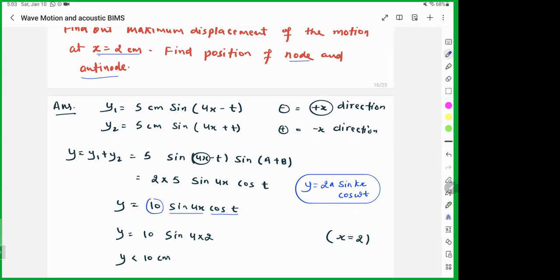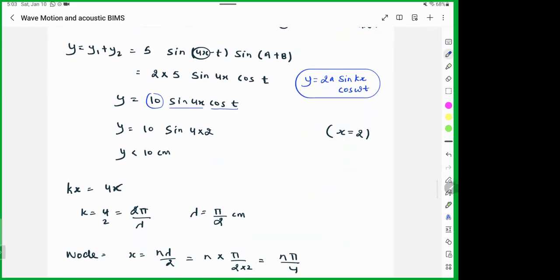Yes, I got the same. After that, I did not calculate. Don't calculate further, just this is enough. We are not bothered what the value is. What we know, this will be the y value. Now you know k value is 4, and k value is also equal to 2 pi by lambda. So you can calculate lambda value.